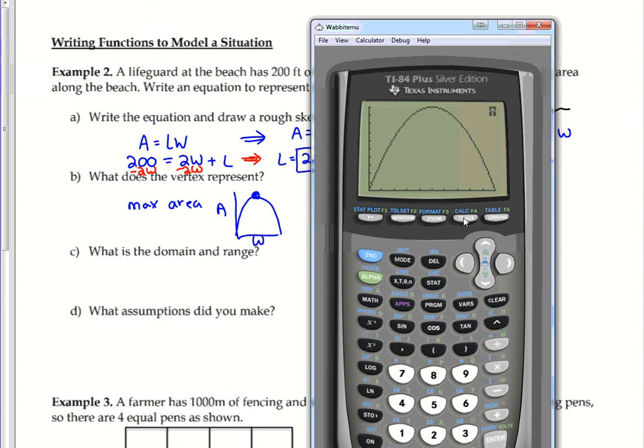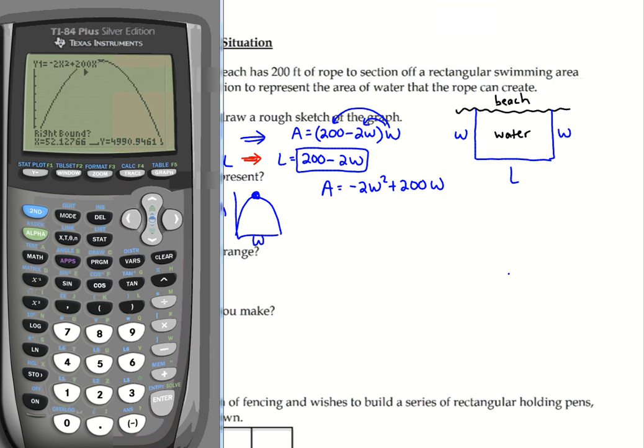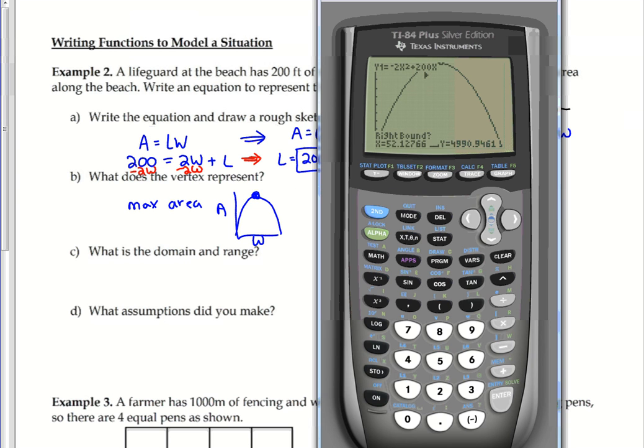Second, trace, number for left side. I think it's going to be 50. I lost it. Left bound, come back. Right bound, enter guess. Enter. 50. 50 and 5,000. Wonderful.